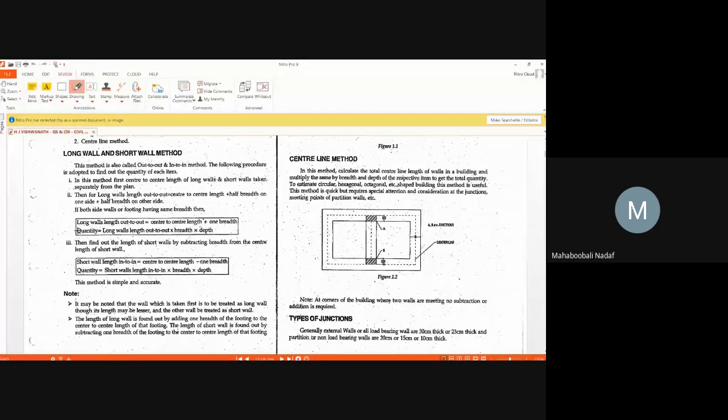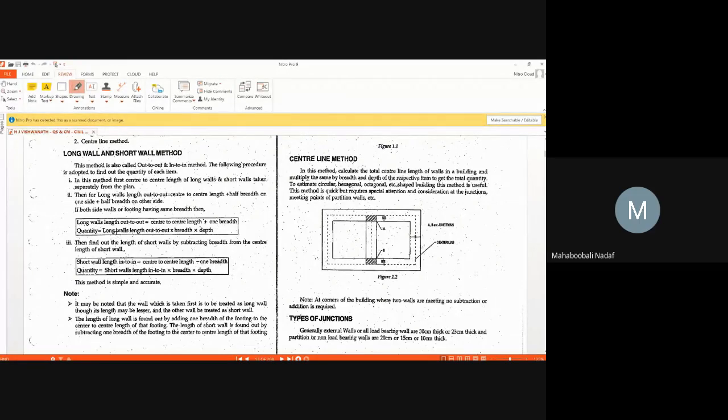Now, in the long wall, short wall method, first you are going to mark on the plan which is long wall and which is short wall, so that you can use it for the next step. Later on, you need to add breadth for that item into depth like that, and calculate. When you solve the examples, it will be easy to understand.